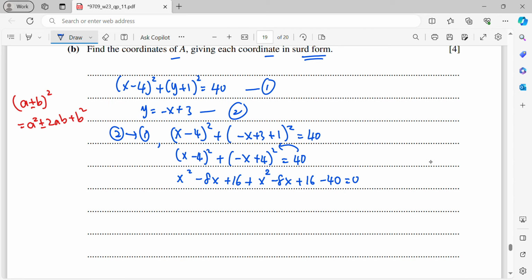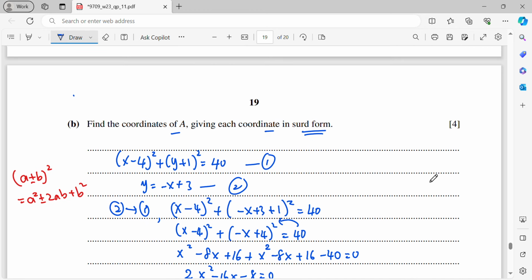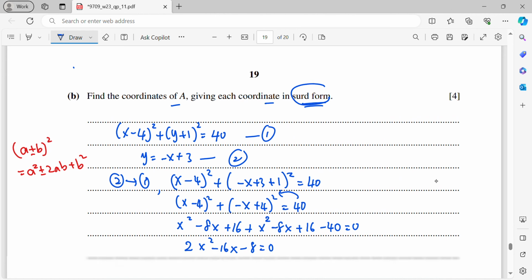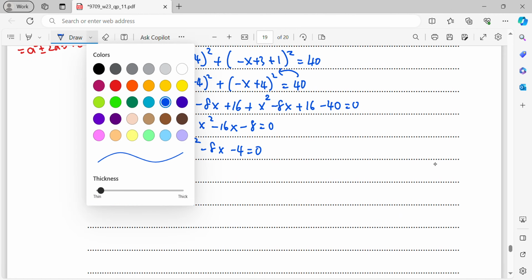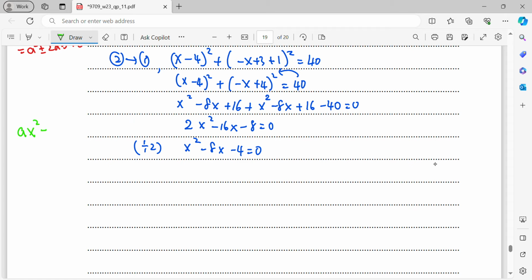So now when you simplify, you will be getting 2x squared minus 16x. 16 plus 16 is 32. 32 minus 40 is negative 8. Then now I will divide the whole equation by 2. You will get x squared minus 8x minus 4 equals to 0. Now, the question already mentioned surd form, which means you must use the quadratic formula to solve this. So given ax squared plus bx plus c equals to 0, your x will be minus b plus minus square root of b squared minus 4ac over 2a.